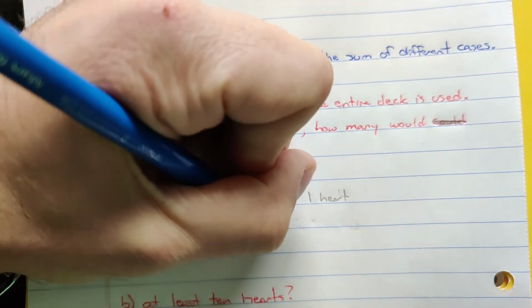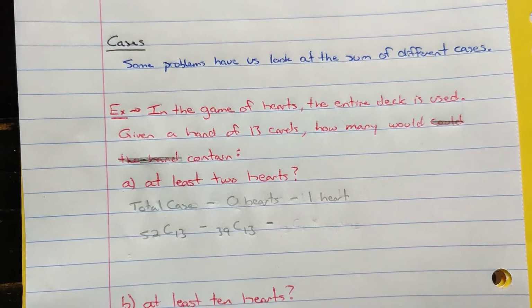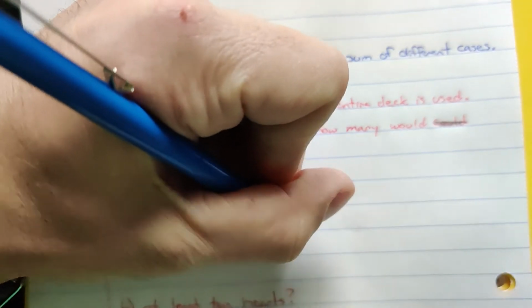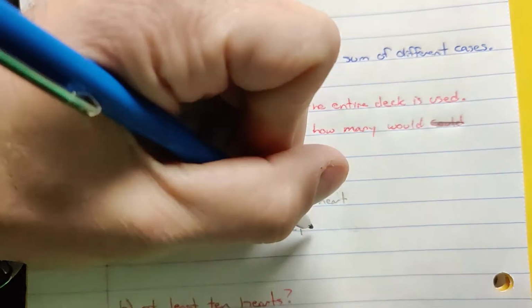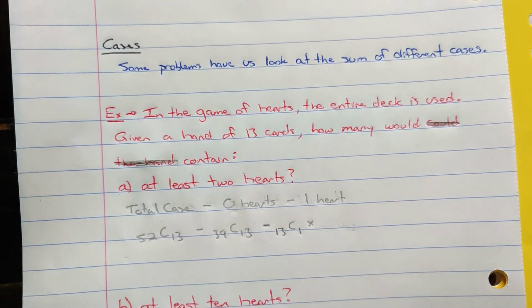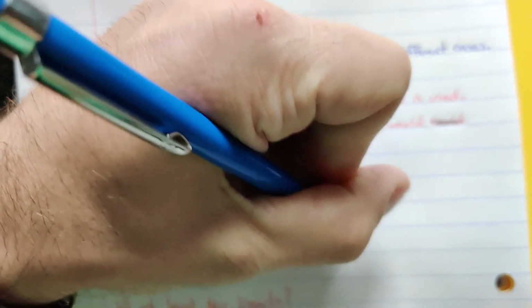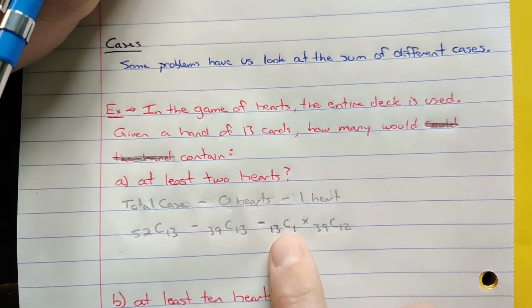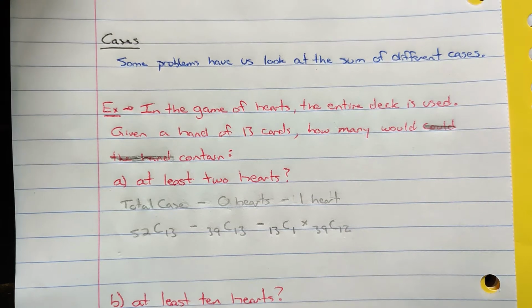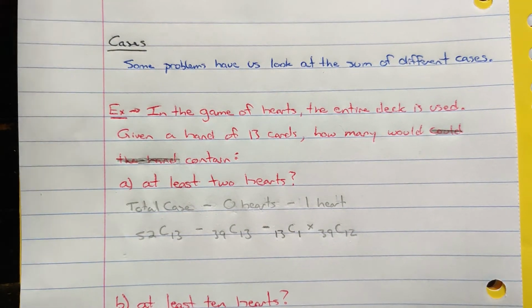And then if we have a hand with 1 heart, we need to choose the heart we're going to have in the hand. So we have 13 choose 1. We're selecting 1 heart in our hand, and we're going to multiply that by the number of hands, or the remaining cards in the hand. 39 choose 12. So 39 choose 12 is going to be a 12-card hand not having hearts, times the single heart that we're adding into it. And which of those hearts? There's 13 different options.